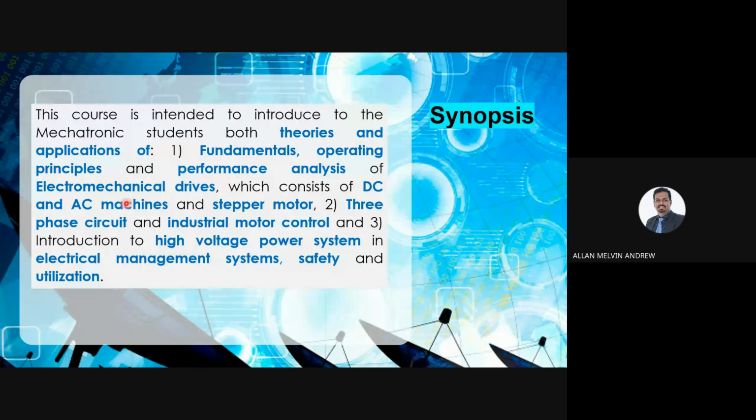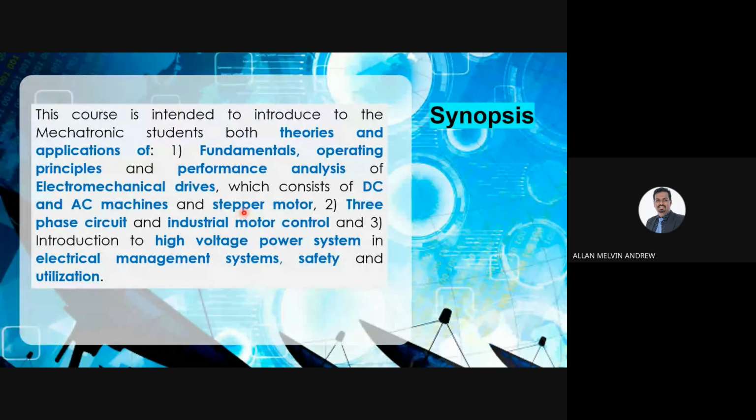Most of these electromechanical drives consist of direct current and also alternating current machines. In our daily life, some equipment uses direct current, operated by batteries, and we have alternating current which is connected to the electrical power. Electrical power we know is a sinusoidal wave, and it's related to the cycles of electrical signals. So that is on the AC, and we also will study the stepper motor.